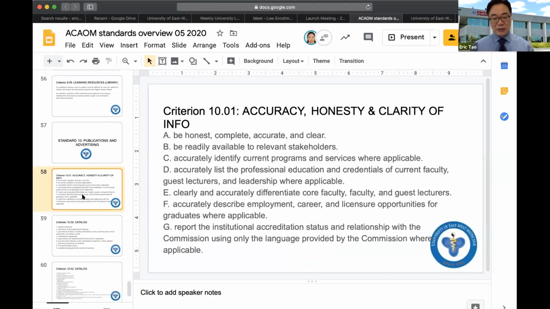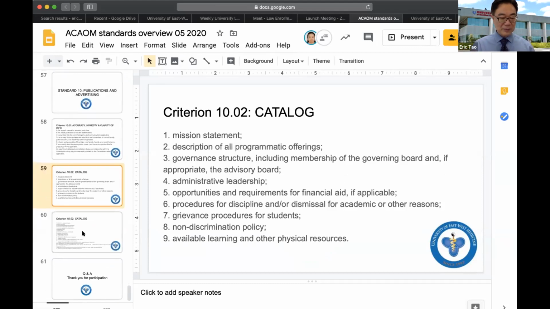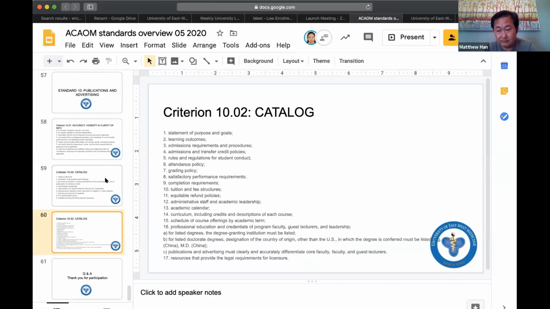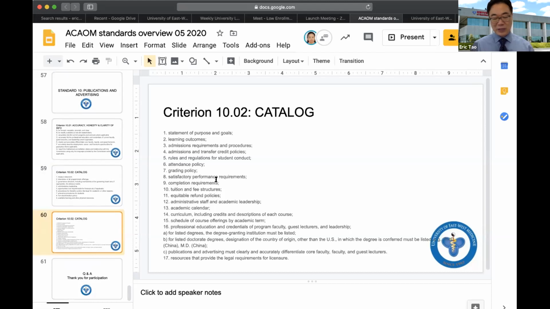I'm not going to go through the detail. The ideas will be honest, complete, accurate, and clear. Okay? Very important. I list all of them. We're not going to go through detail. The catalog needs to have all these sections clear. There's a clear title, reviewed, accurate, and reviewed every year. Okay? So all these need to be there. So yes, these are the 17. There's a policy, and there are 17 sections we have to include.